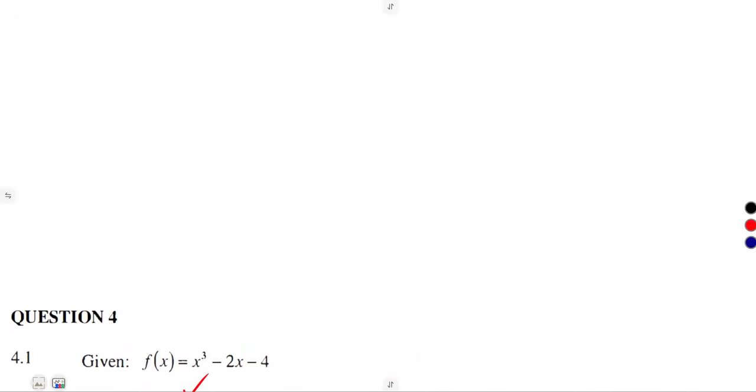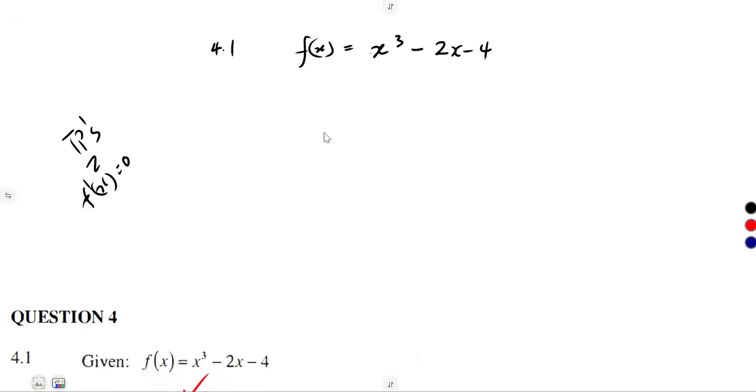So there we have our f of x. All right, our 4.1, we are given our f of x as x cubed minus 2x minus 4. Guys, it's just a repetition. They repeat these questions. All right, so remember, for our turning points, the first derivative must be equal to 0. So what we are going to look for is our first derivative.